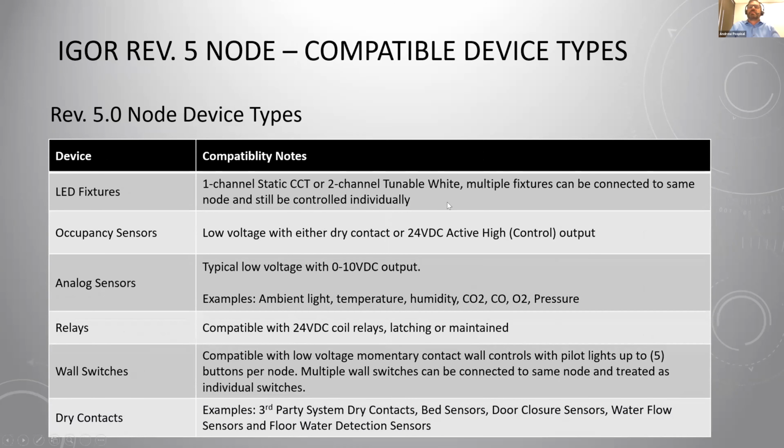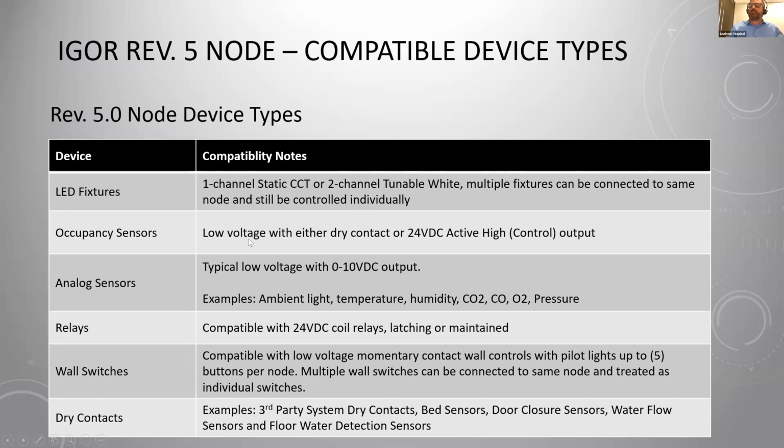So let's get into some more specifics about some of those different device types that can be connected to these. From a fixture standpoint, typically single channel with a static CCT color or 2-channel tunable white fixtures are pretty common. We have had some instances where an RGB or RGBW type fixture was connected. One of the key things there is that each color is an individual channel, that it's not a common anode or common cathode type design. And so we've seen some interesting creative applications using that.